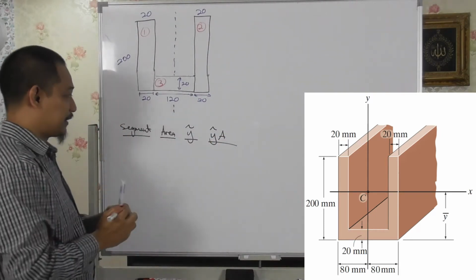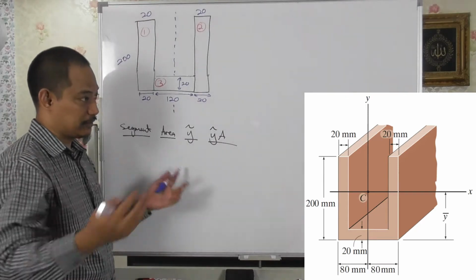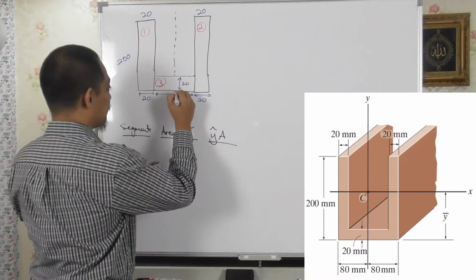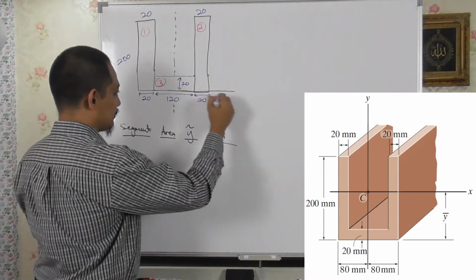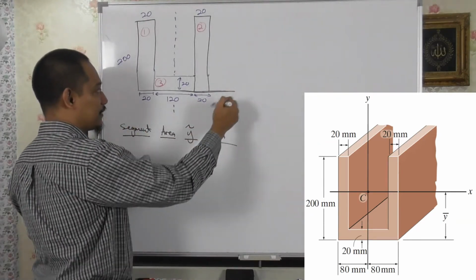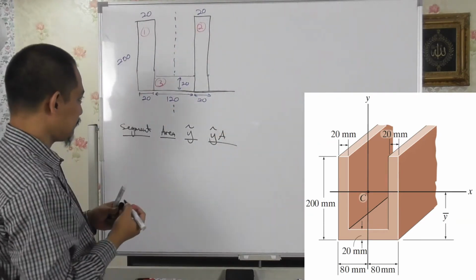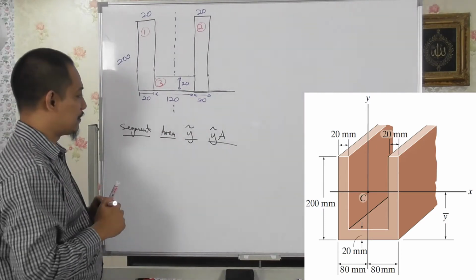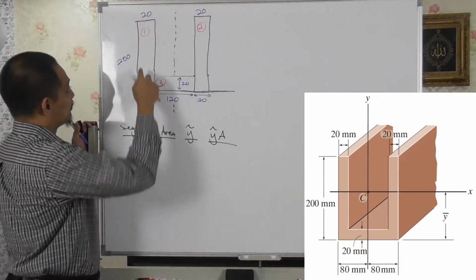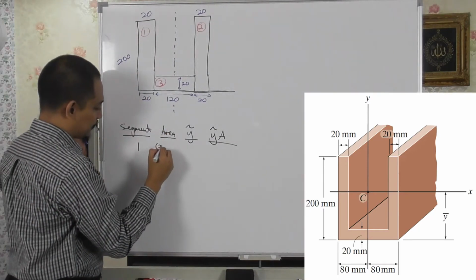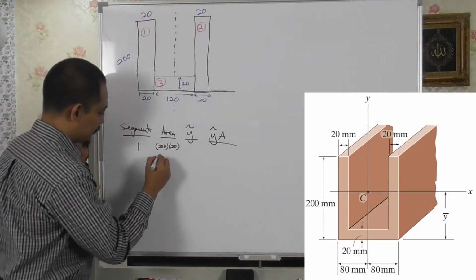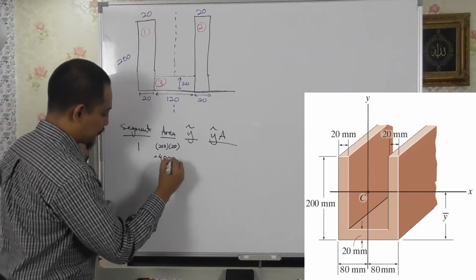Number two, when we want to calculate the coordinate, we have to be with respect to something, and because the question asks for y bar from the bottom, I'll use this as the bottom line. Meaning the coordinate starts at 0 here and moves upwards. Segment 1, the area is basically 200 times 20, which becomes 4000.